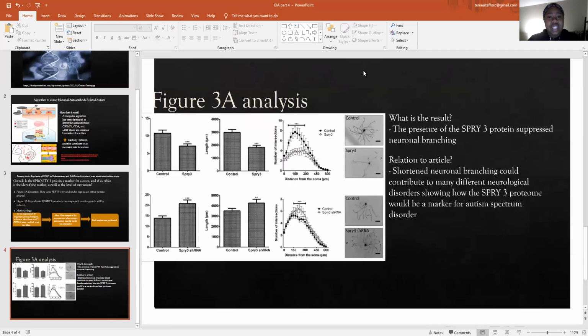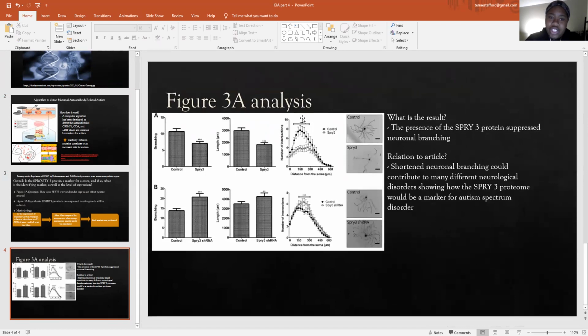different connections. This graph right here is just showing the distance from the soma as the independent variable, and then the dependent variable will be the number of intersections. So you can see that the SPRI3 protein's presence dramatically reduces this.